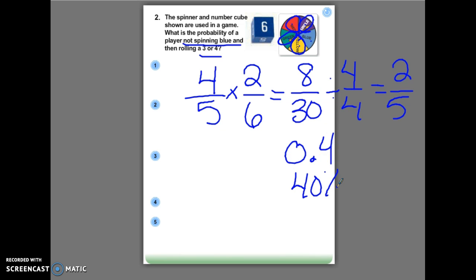So those are independent events. The dice did not affect the spinner.